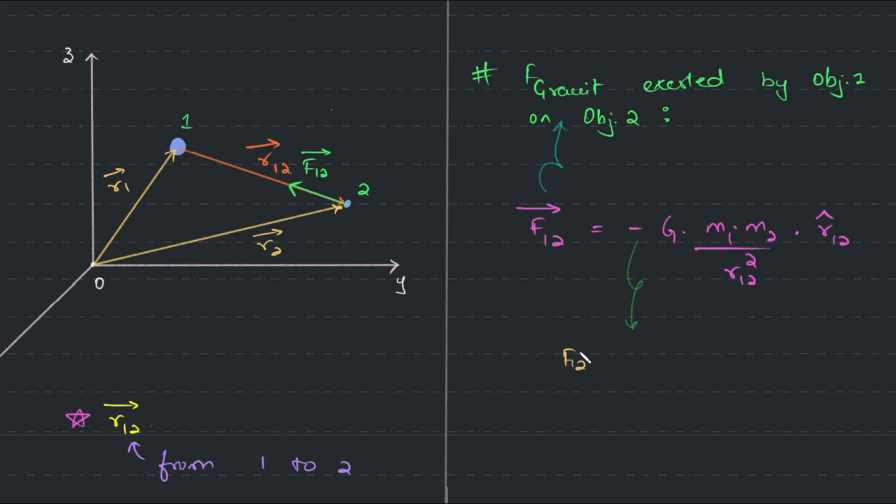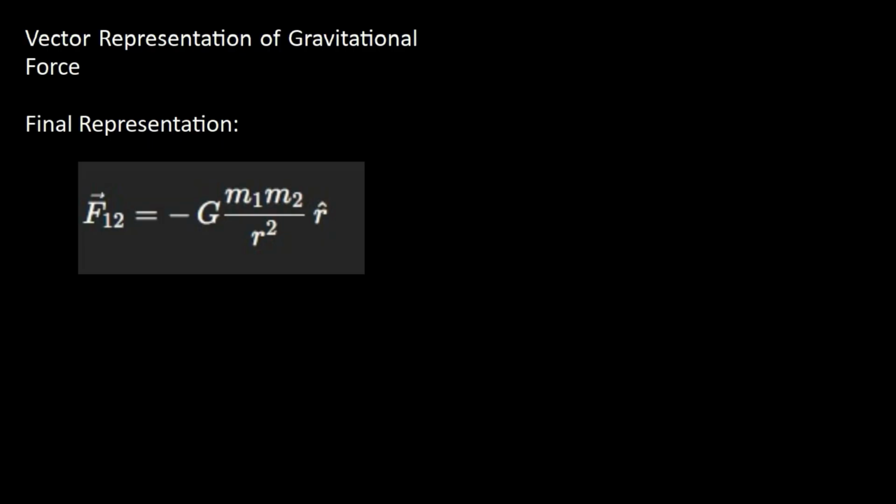So F12 is pointing opposite to R12. This indicates it's always an attractive force, and so we have this following representation. Okay, guys, let me show you the write-up, so it will make it a bit more clear. Basically you have to follow this. That's the funda.